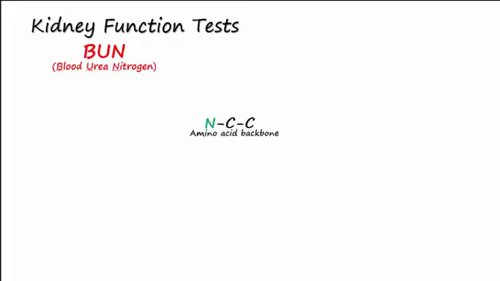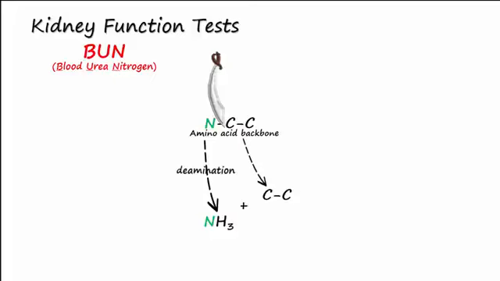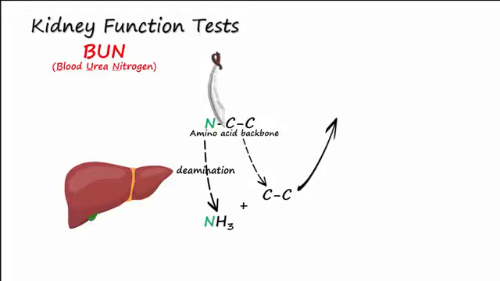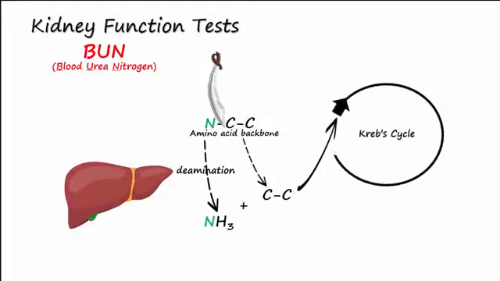The nitrogen group, or amino group, can be removed from the amino acid in a process called deamination, which primarily occurs in the liver. The deamination also yields a leftover 2-carbon molecule that can be either recycled or broken down further by entering the Krebs cycle and oxidized to make ATP.